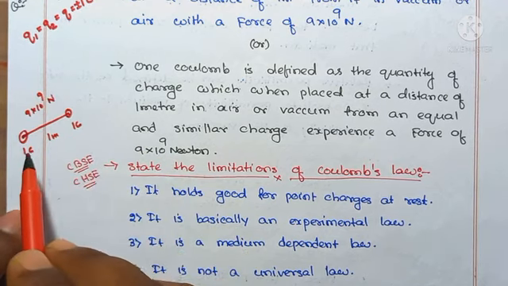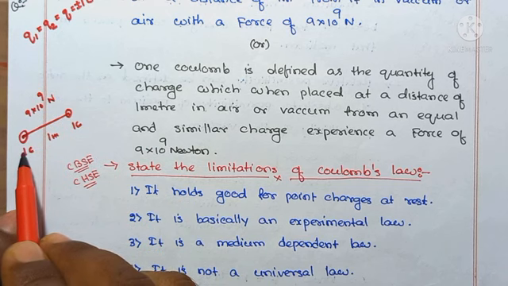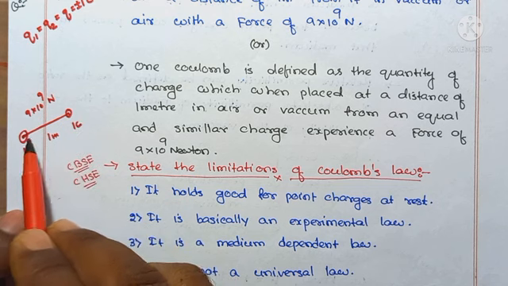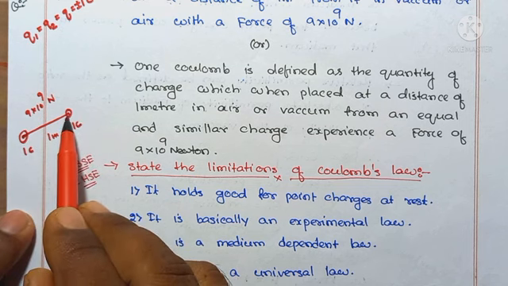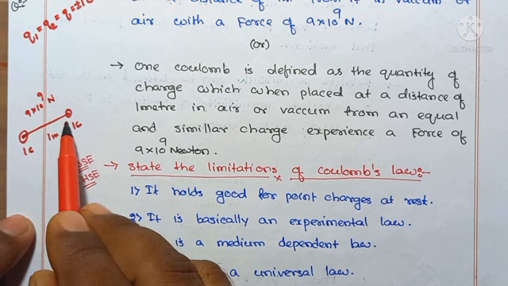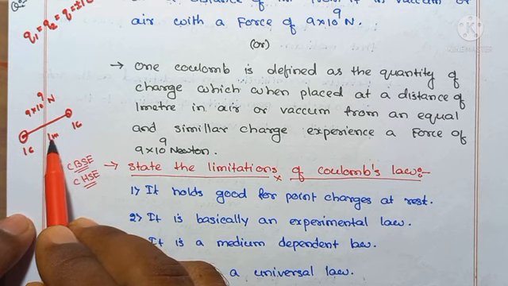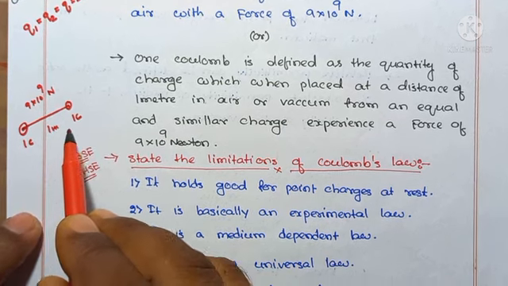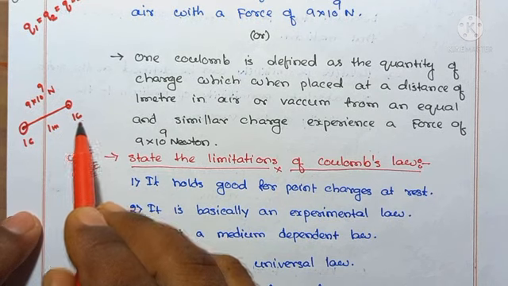That means two equal and similar charges experience a force of 9 into 10 to the power 9 Newton when they are placed 1 meter apart and their magnitude of charge is 1 coulomb.